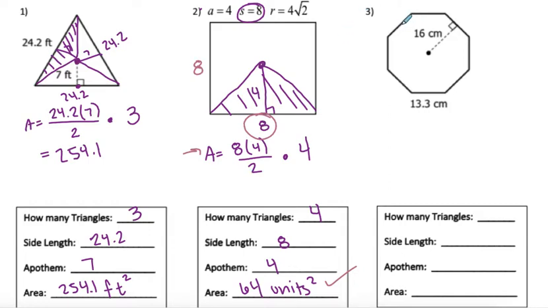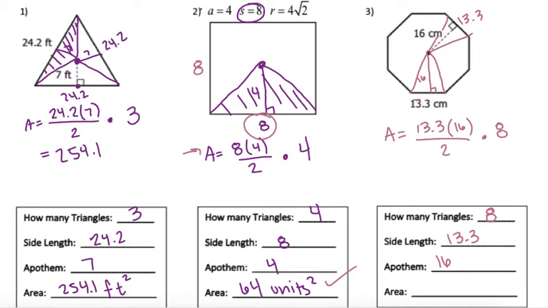On number 3, how many triangles will there be? 1, 2, 3, 4, 5, 6, 7, 8. So I have 8 triangles here. Side length, they tell us, is 13.3. Apothem, if I draw that in, they've given it to me over here, but it's going to be the same no matter where we are. I just typically draw it straight down, so I always look at the same triangle that I'm drawing. They said the apothem is 16, so if I have those pieces, I can find the area. So I have a base of 13.3 with a triangle height of 16 divided by 2 times 8 triangles that are identical to this one. Put it in my calculator and I get 851.2 centimeters squared.